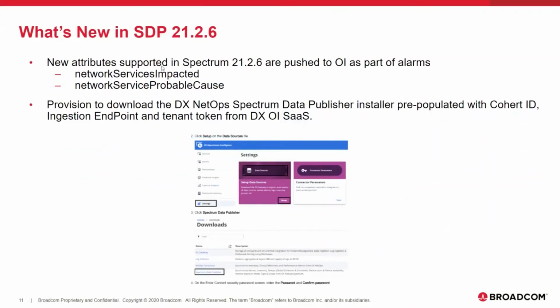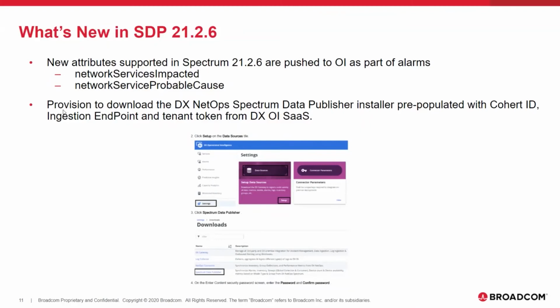This is a new attribute supported in Spectrum 21.2.6 and getting pushed to OI. In continuation to the services push in the previous SDP version, we are adding these two new attributes as part of the alarms: network services impacted as well as the network service probable cause.